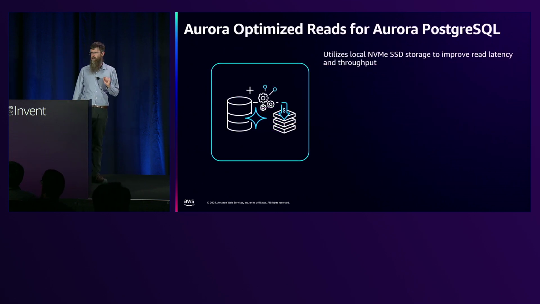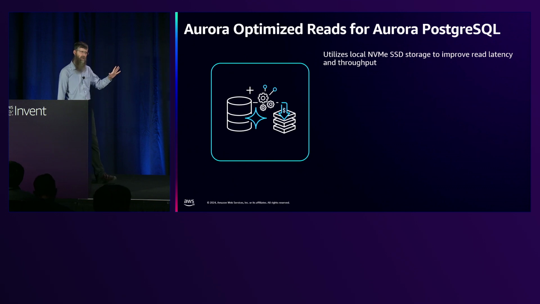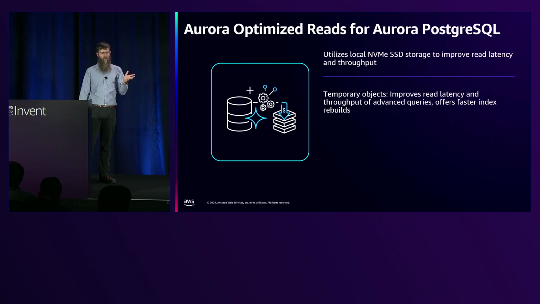Optimized reads for Aurora Postgres. So Penny talked before about optimized reads for RDS. This has got the same name, same kind of idea, but it's a little bit different. So we still have the NVMe SSD in your node, the R6GD, for example. And just like in RDS, we can use that instead of EBS for storing temporary data, okay? That's the same as RDS.